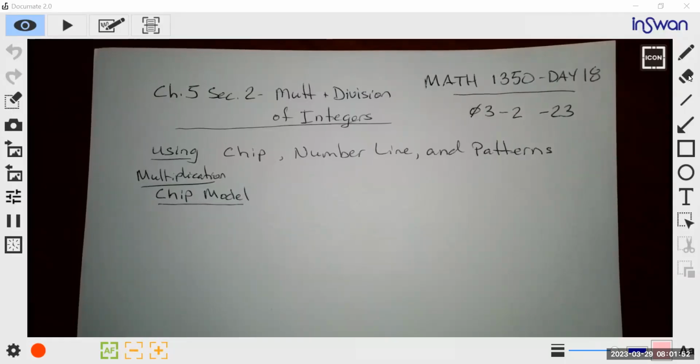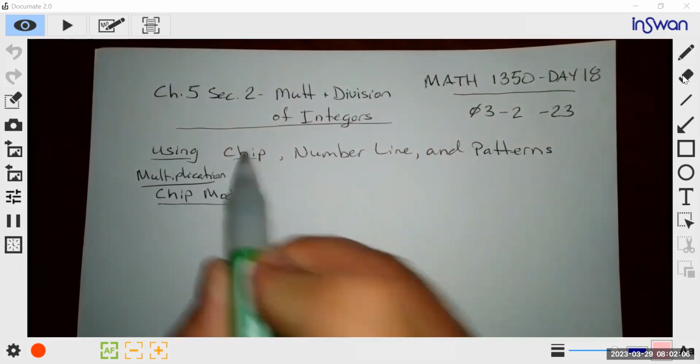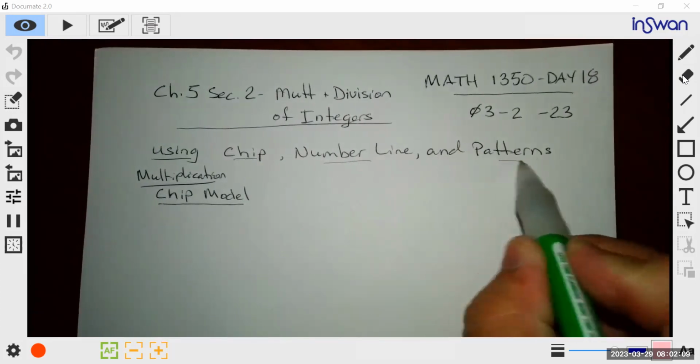Okay, everybody. Today we're going to finish up chapter 5. It only has 2 sections. This is the second one. The first one was addition, subtraction of integers. Now we're doing multiplication, division of integers. We're going to be using mostly three models: the chip model, the number line, and patterns.